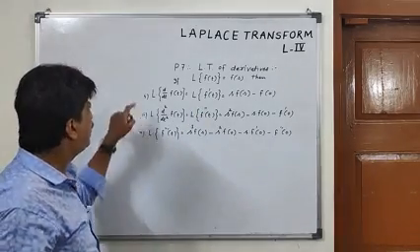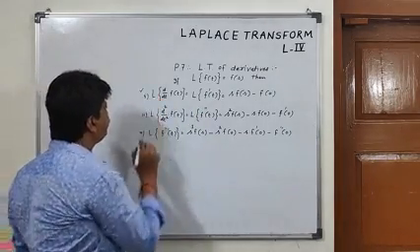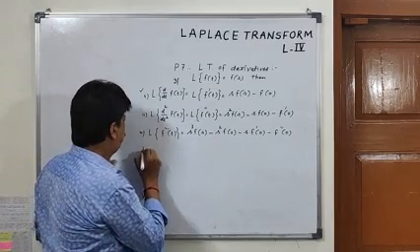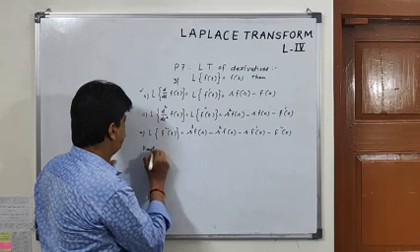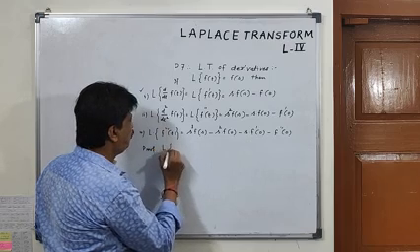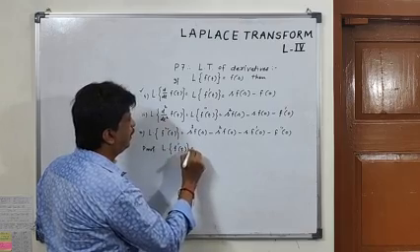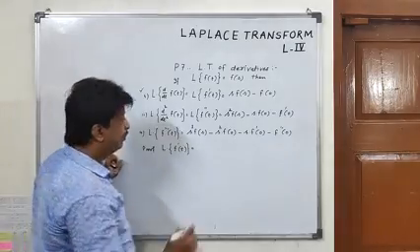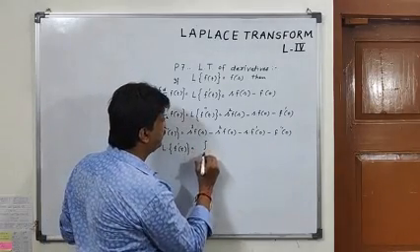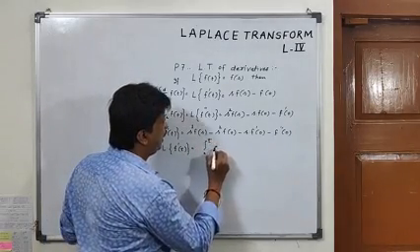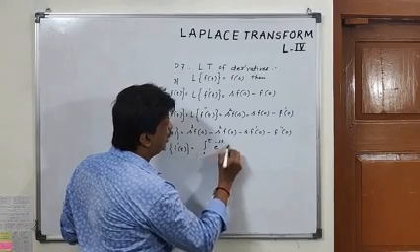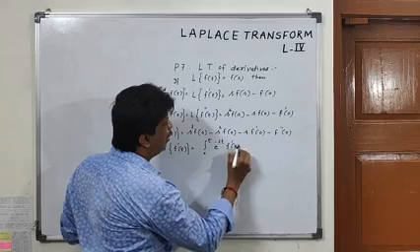Now we shall prove this. I shall illustrate this first one. Proof. Laplace transform of f prime of t. By definition, integral 0 to infinity e raised to power minus st into f prime of t dt.